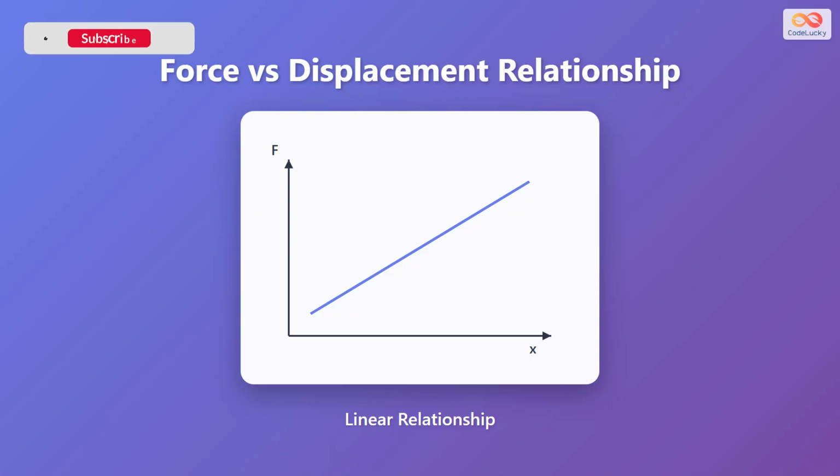When we plot spring force against displacement, we get a straight line. This linear relationship is one of the defining characteristics of an ideal spring. The slope of this line is the spring constant, k. This means that if you double the displacement, you double the force. If you triple the displacement, you triple the force. This proportional relationship makes springs predictable and useful in many applications.